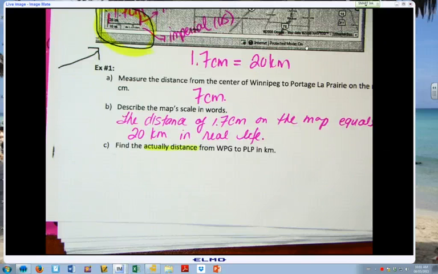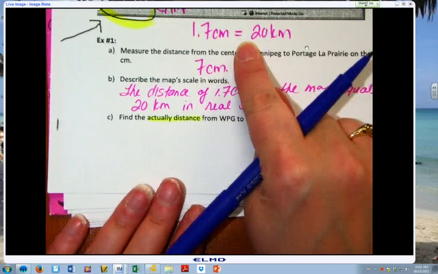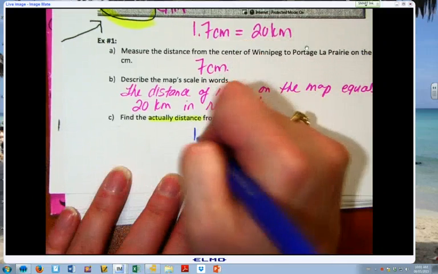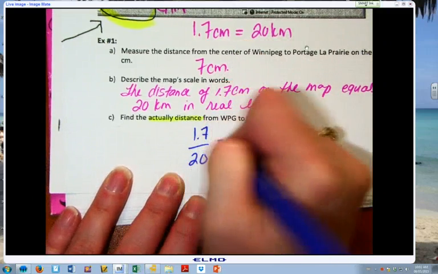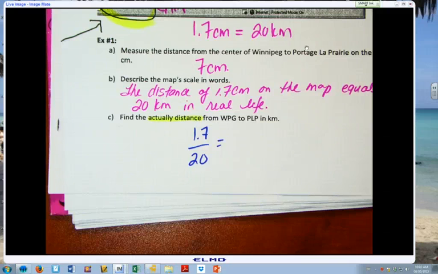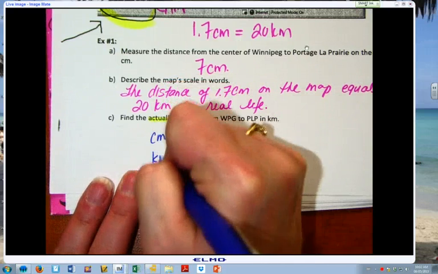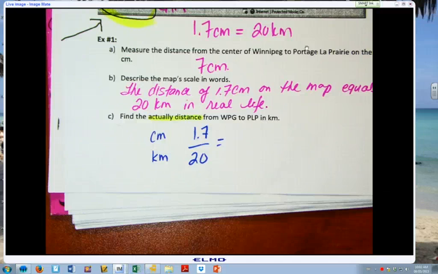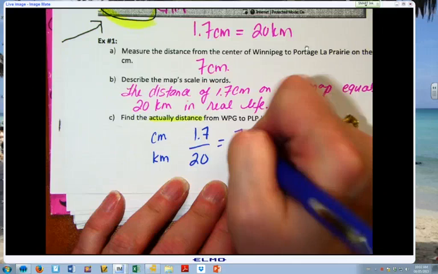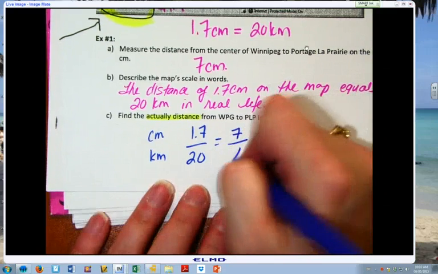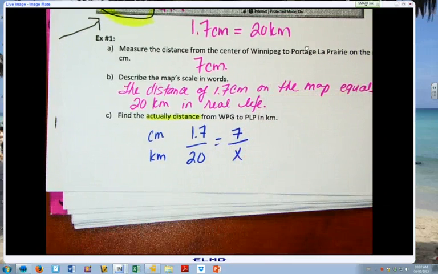All the questions are going to work in the following way. We're going to set up two fractions that are equal to each other. I'm going to start with the scale factor that's in the question, so 1.7 over 20. And off to the side, I'm just going to note the top number is centimeters, bottom number is kilometers. We measured 7 on the map, and we want to know how many kilometers that is in real life. So all we're doing is setting up two equivalent fractions.